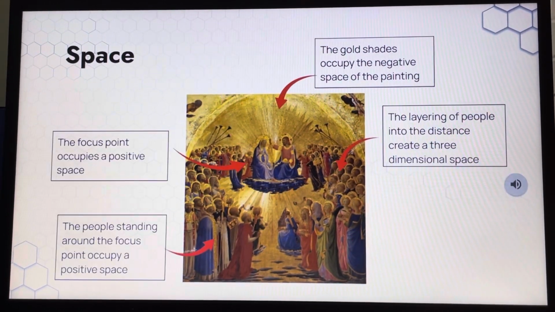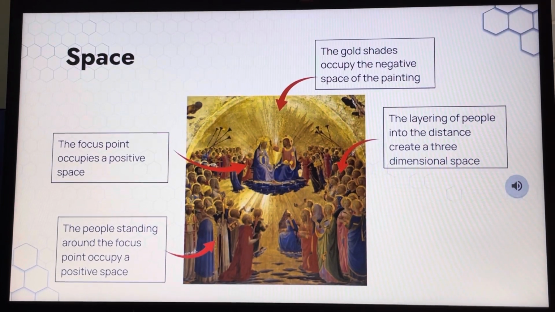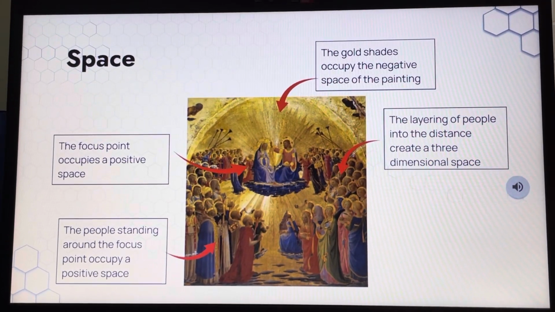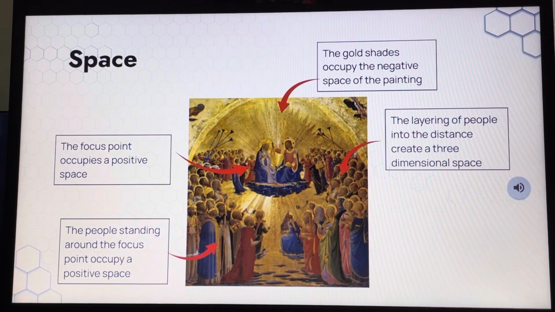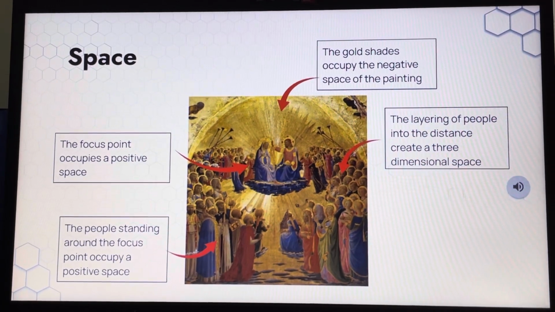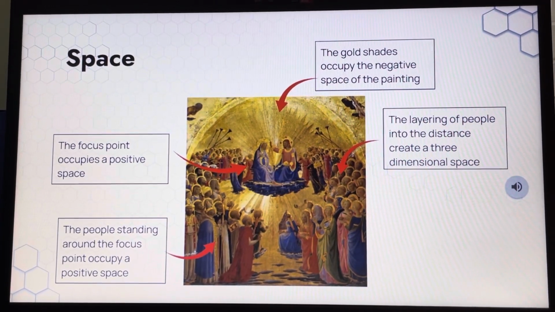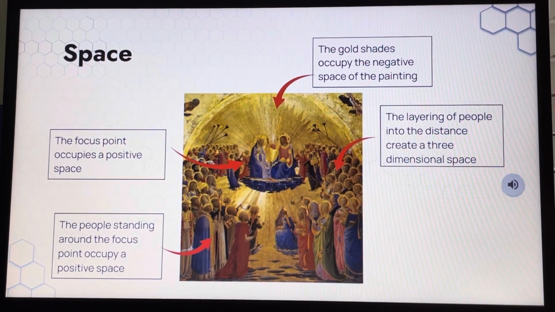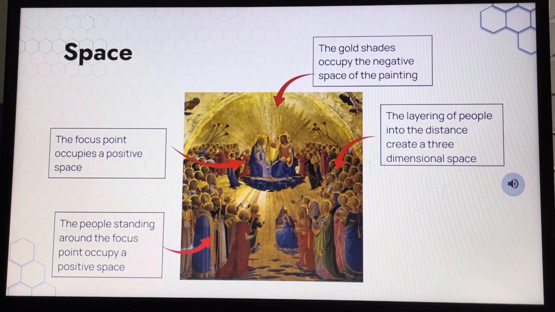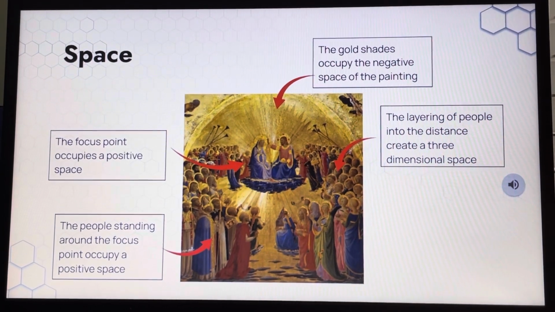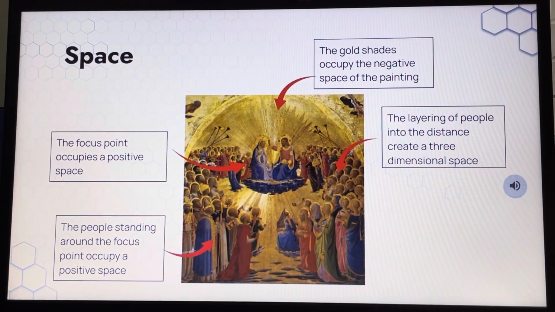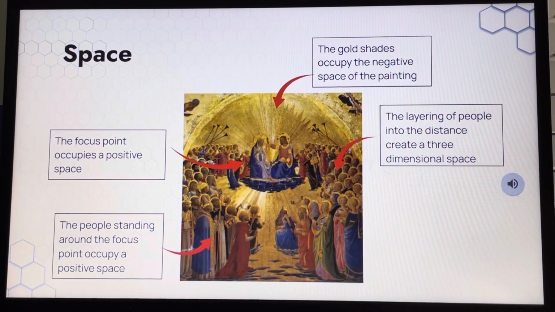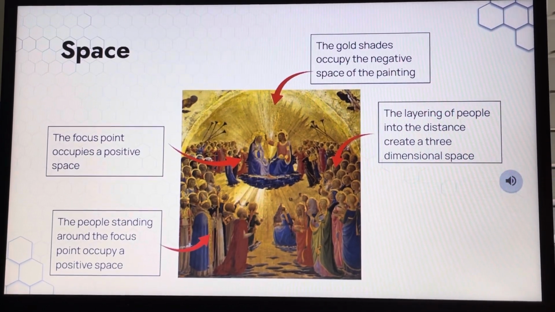The gold shades occupy the negative space of the painting and create a background. The lightening of the people into the distance occupies a three-dimensional space and shows the figures receding into the distance to reach the focus point. The people standing around the focus point occupy a positive space which creates a crowded feeling and signifies importance. Causing these figures to occupy positive space implies the significance of the moment that is being painted. The focus point occupies a positive space. This is the most critical space in the painting as it highlights the focus and shows a pathway that recedes back into it.